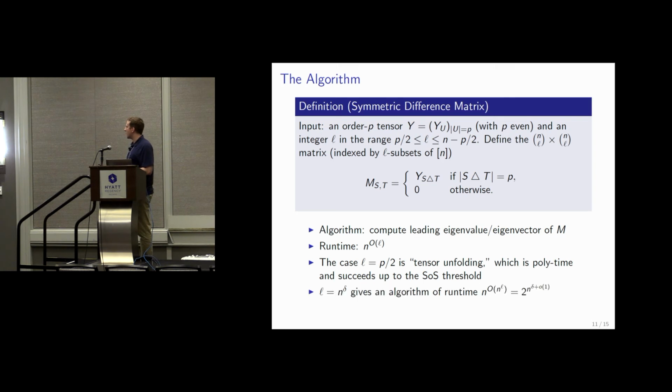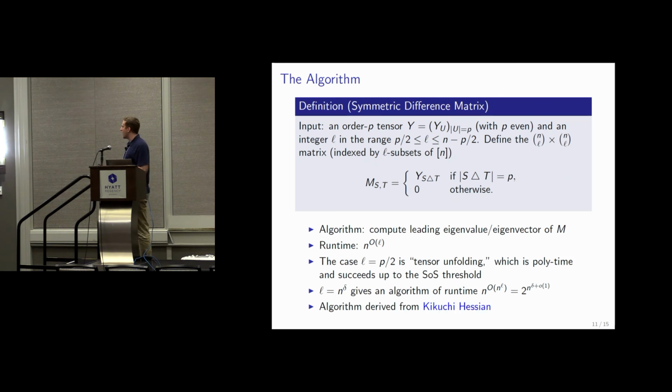But then if you take larger L, you can get these sub-exponential time algorithms, and we'll prove that these match the performance of SOS. And what I want to emphasize is that we derived this matrix in a systematic way from this Kikuchi Hessian. So we started with these ideas from physics, took some derivatives of this Kikuchi free energy, and automatically it spat out this weird algorithm that you would maybe not come up with otherwise.